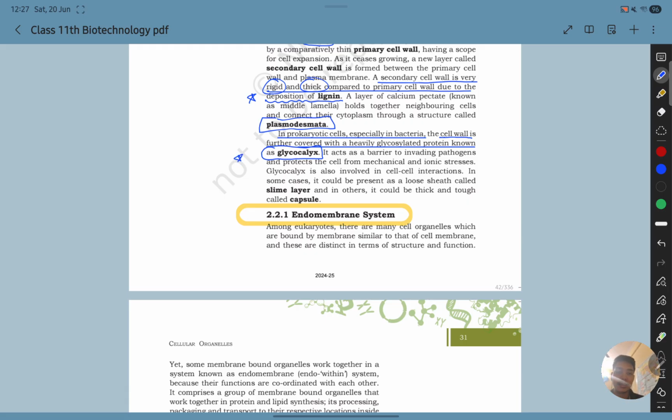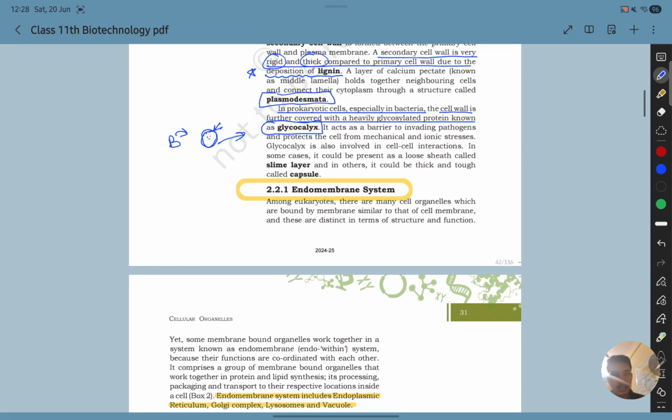What is glycocalyx? In prokaryotes, especially in bacteria, the cell is further covered in a heavily glycosylated protein known as glycocalyx. The bacteria is a prokaryotic organism, that is, it has a non-defined nucleus. In these, the cell wall's outer covering has a special layer known as glycocalyx, which gives it further strength. This is the main point about glycocalyx. Remember these things: it is in the bacteria, and specifically in prokaryotic bacteria.